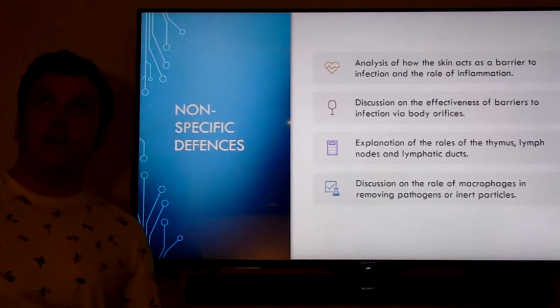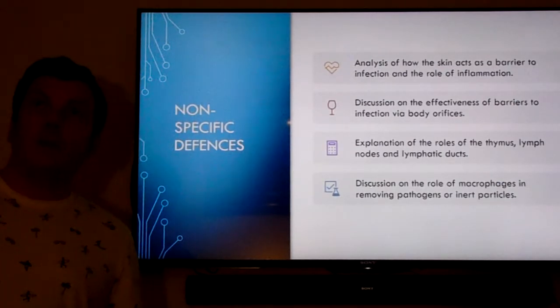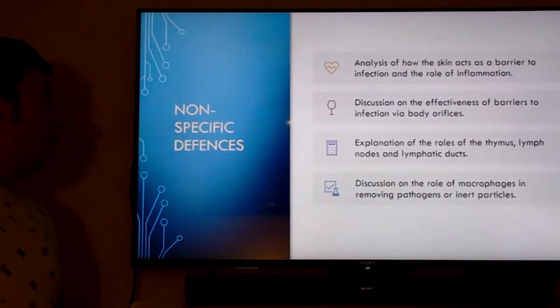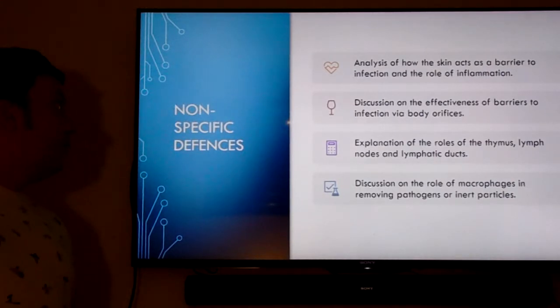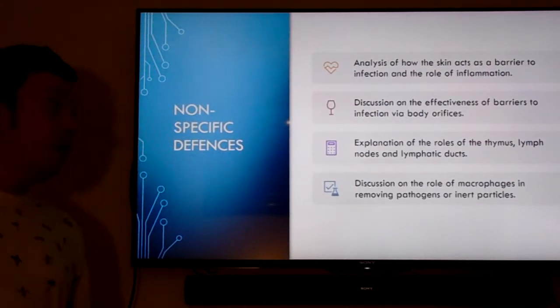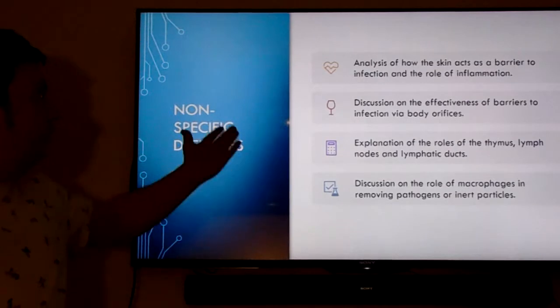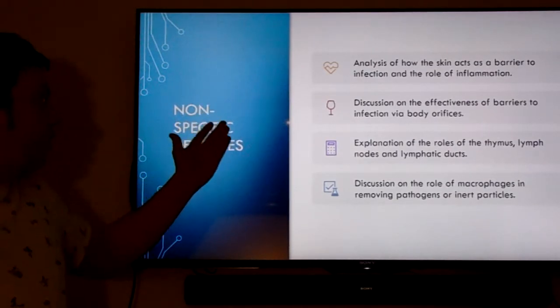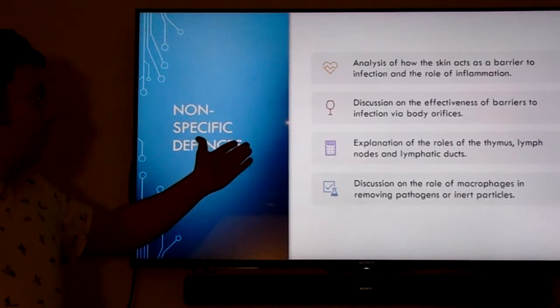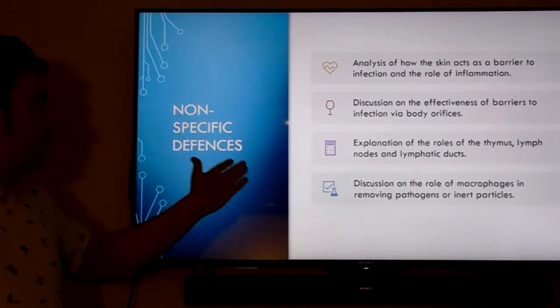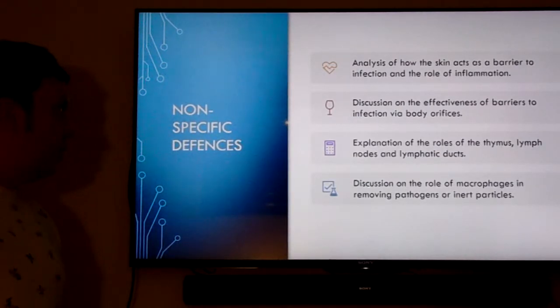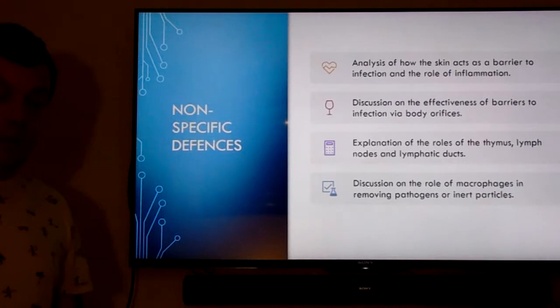Firstly, we'll be looking at non-specific defences. There will be analysis of how the skin acts as a barrier to infection and the role of inflammation, discussion on the effectiveness of barriers to infection via body orifices, explanation of the roles of the thymus, lymph nodes and lymphatic ducts, and discussion on the role of macrophages in removing pathogens or inert particles.